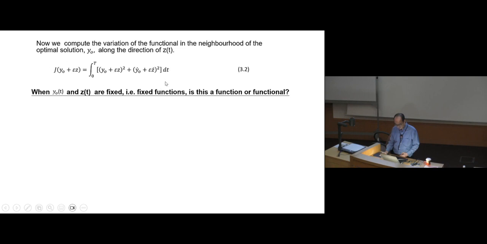Then this one, if y naught and z are not fixed, we say is a functional, right? We map from functions to a value. But here, y naught and z are already fixed. Is it still a functional or does it become a function? It becomes a function. That's also a very important step. I fix the function, then the unknown variable is epsilon, right? So it is a function of one scalar variable, epsilon. Is that clear?